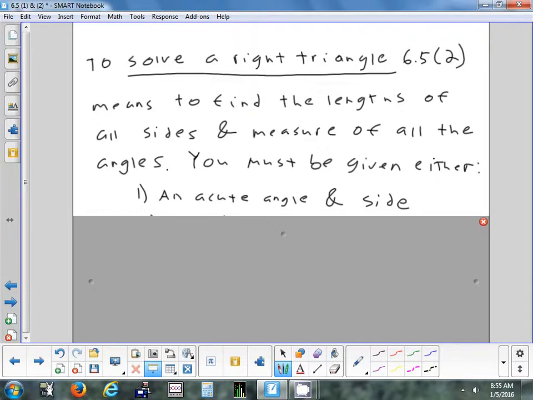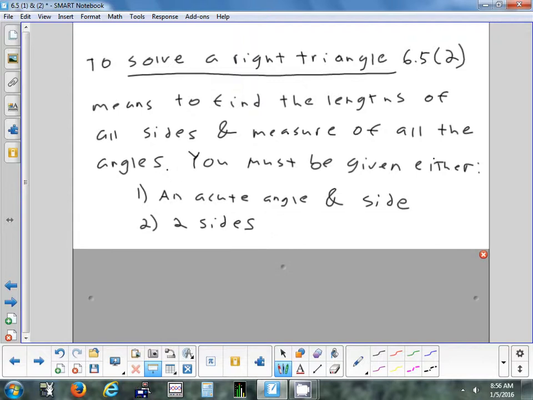What do you think? What other combination of stuff could they give me? Can't be 2 angles. So what's the only thing that's left? 2 sides. So if they give me a 90-degree angle, they're either going to give me another angle and a side, or they're going to give me both the other sides. Either one of those cases, we can solve for everything that's in the triangle.